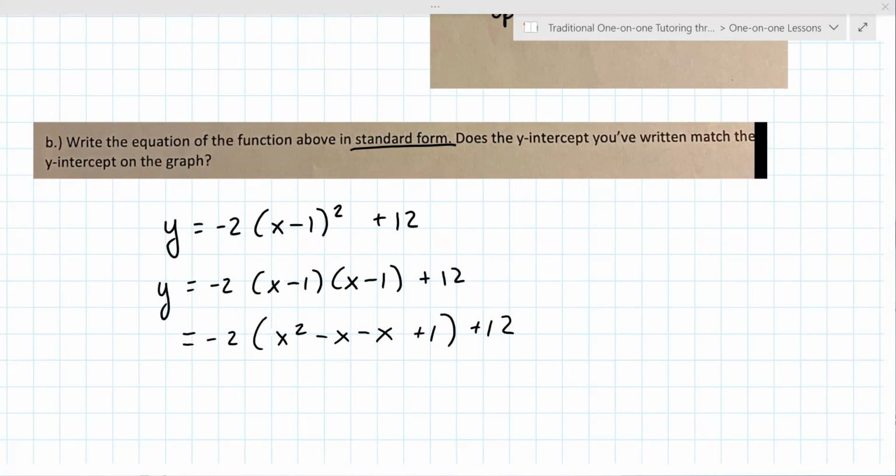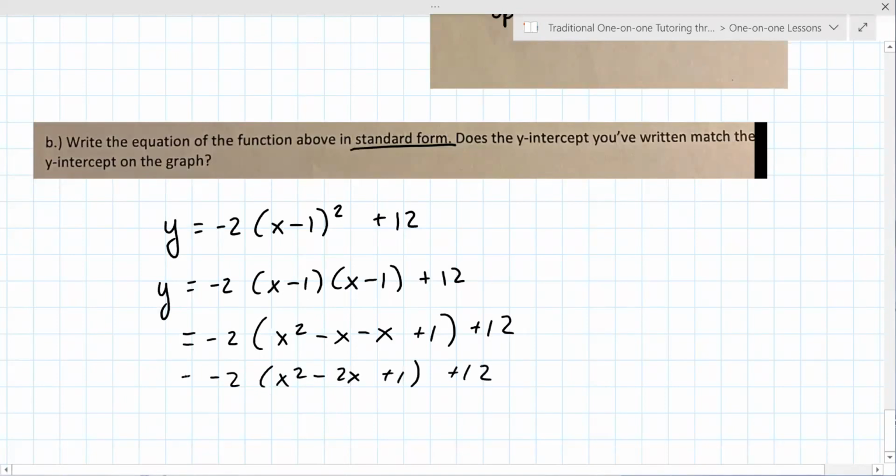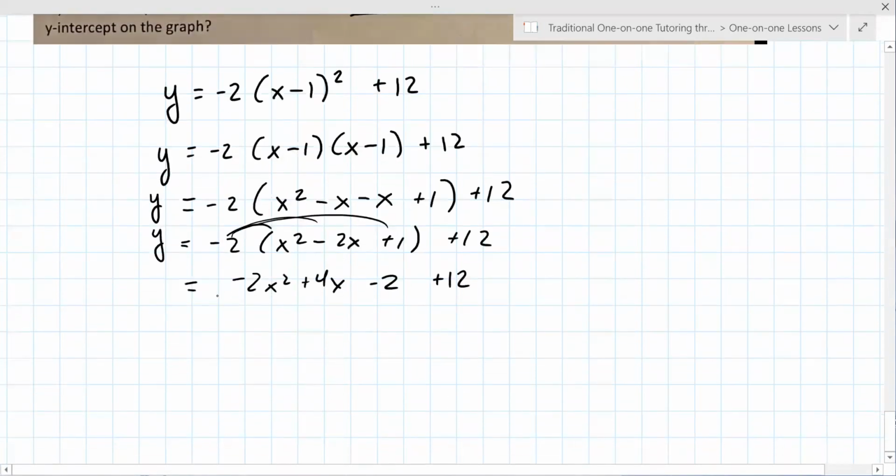Okay, we're almost there. We have to then combine like terms: x squared minus 2x plus 1. And then we have to distribute this negative to everything. So it's negative 2x squared plus 4x minus 2 plus 12. And then the very last step, I know there's a lot here, it's negative 2x squared plus 4x plus 10.